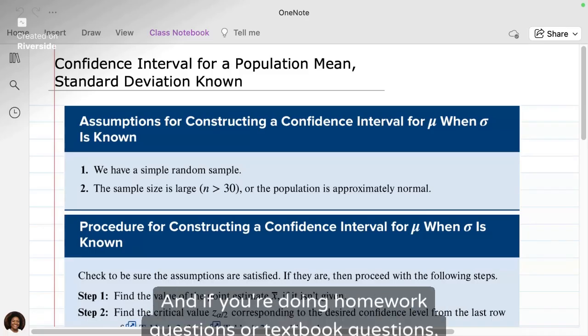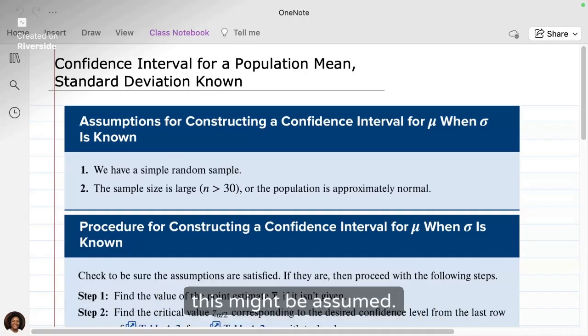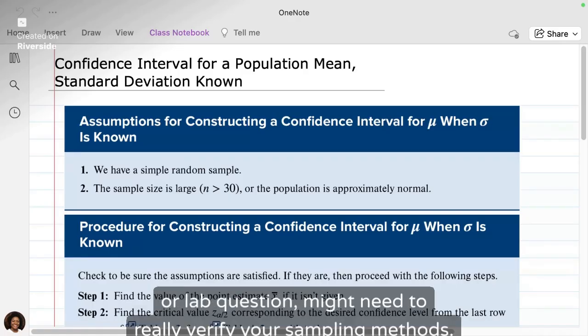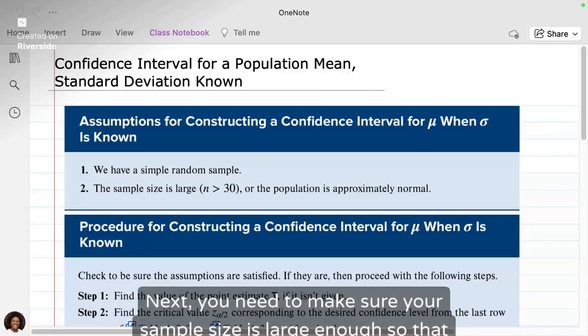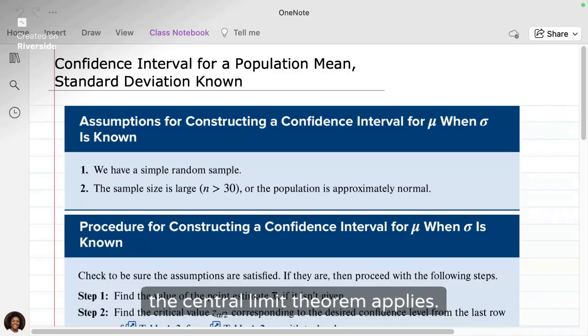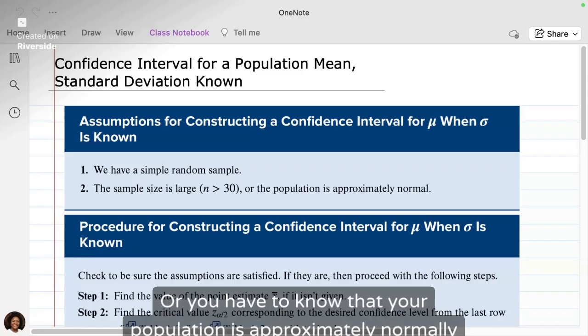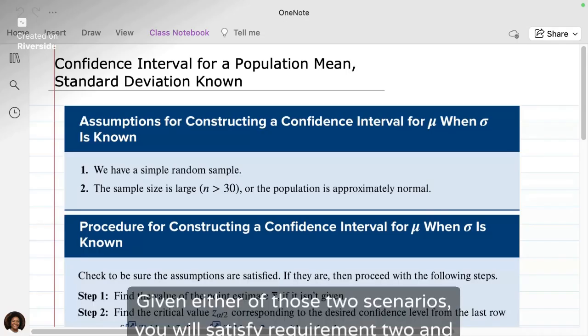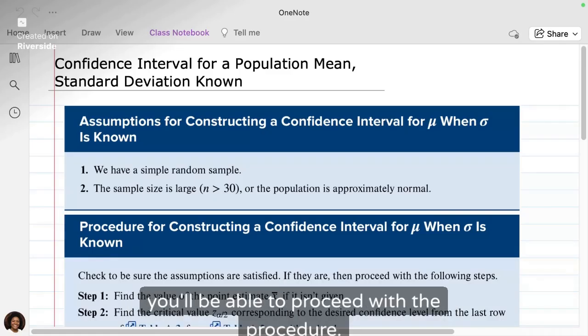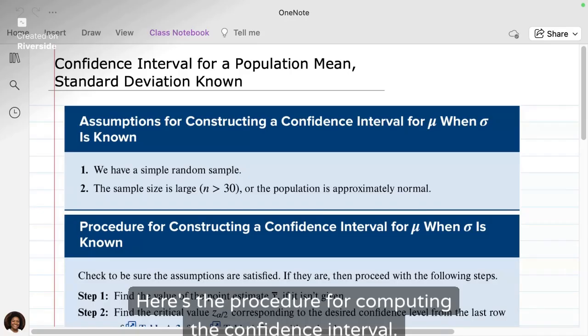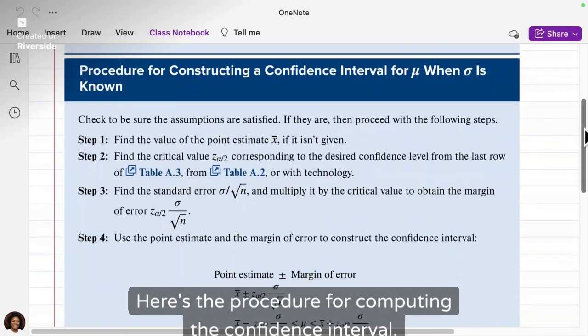And if you're doing homework questions or textbook questions, this might be assumed. However, if you're doing a test, lab, or lab question, you might need to really verify your sampling methods. Next, you need to make sure your sample size is large enough so that the central limit theorem applies. That would be a sample size of at least 30 items, or you have to know that your population is approximately normally distributed. Given either of those two scenarios, you will satisfy requirement 2 and you'll be able to proceed with the procedure.